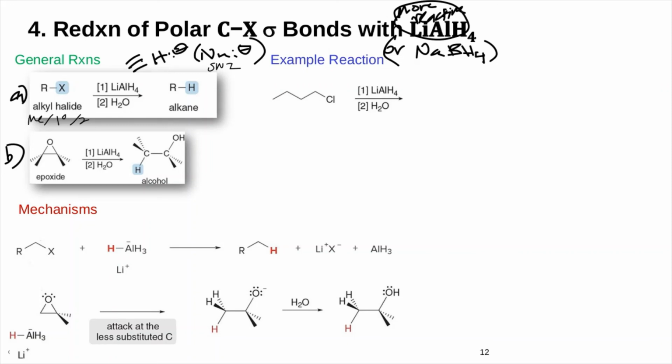Remember, water's amphiphilic, it can be an acid or a base. So if we got extra hydride laying around, we can protonate it with our water, which releases hydrogen gas. Now, hydrogen gas can be explosive. It turns out when you work up this reaction, when you're adding water to excess hydride agents, especially lithium aluminum hydride, which is really reactive, you can release hydrogen gas very quickly, and the reaction's exothermic.